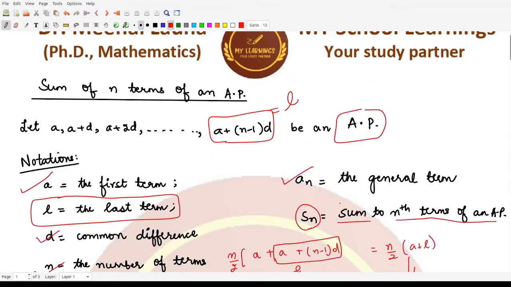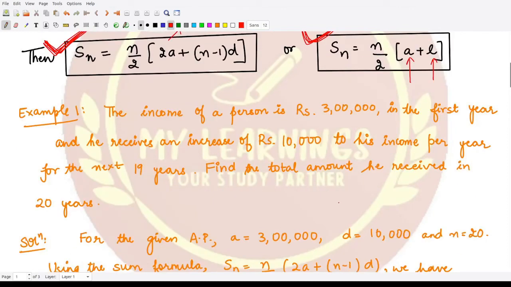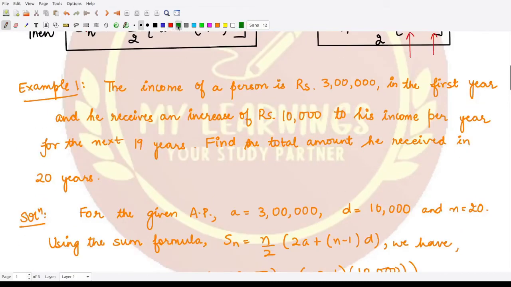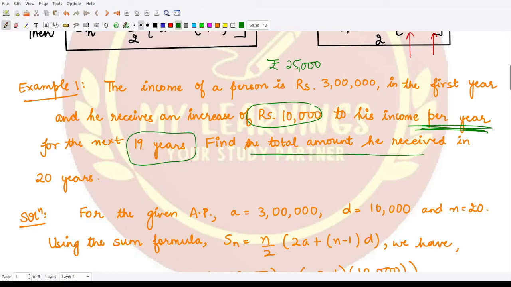Now using these formulas, we may look at an example. So the question here is, if the income of a person is 3 lakh in the first year, that means that person is earning rupees 25,000 per month, right? So that is that person's salary. Now they are saying, if he receives an increase of 10,000 on his income per year, right? Per year he is being incremented by 10,000 for the next 19 years, correct? So what is the total amount he would receive after 20 years?